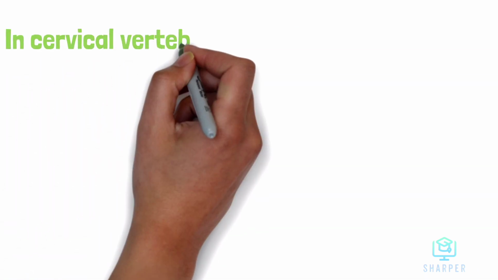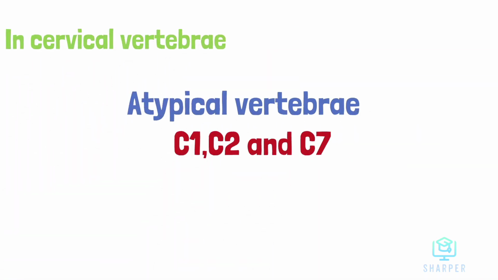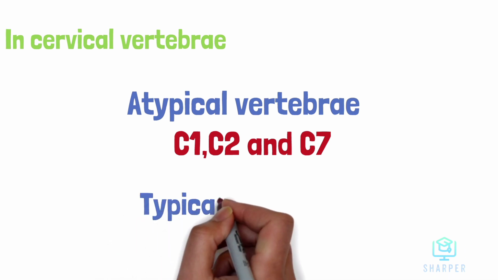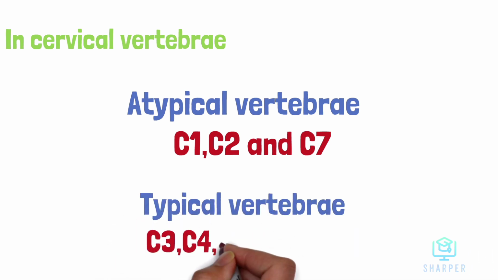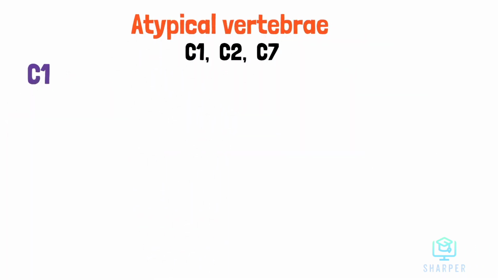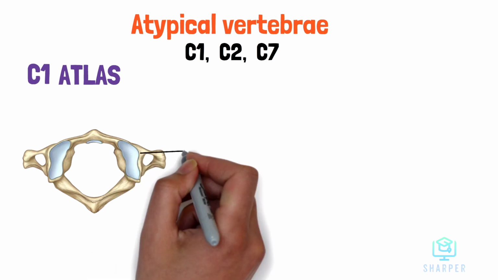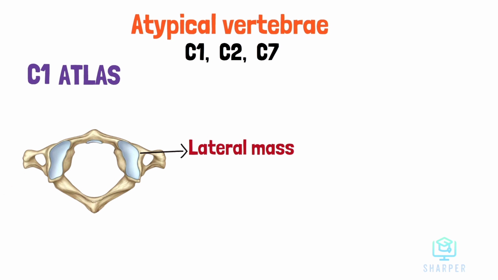In cervical vertebrae, atypical vertebrae are C1, C2 and C7, and the remaining are typical vertebrae C3, C4, C5 and C6. Atypical vertebrae, C1 vertebra, also called the atlas, is a ring-shaped bone that doesn't have a body or a spinous process. So, instead of a body, it has paired lateral masses that serve as a body. The transverse processes of the atlas arise from the lateral masses, so these processes are placed more laterally.